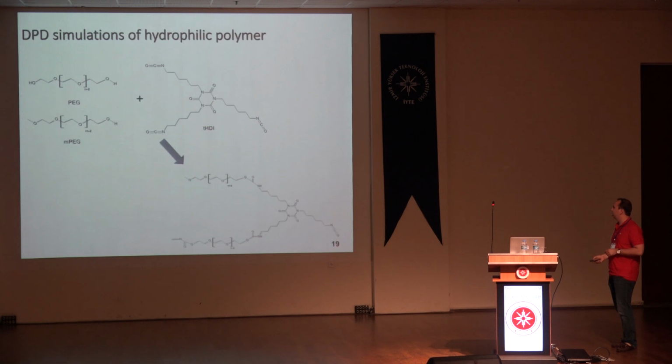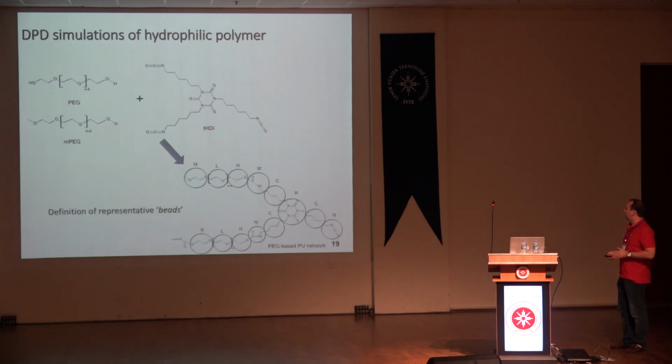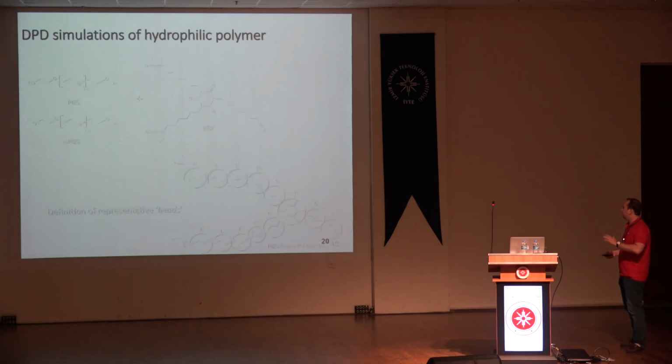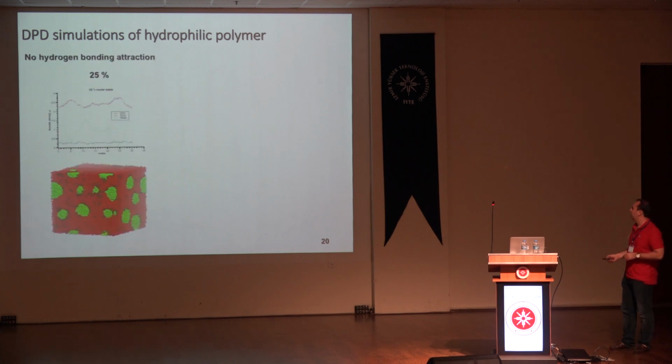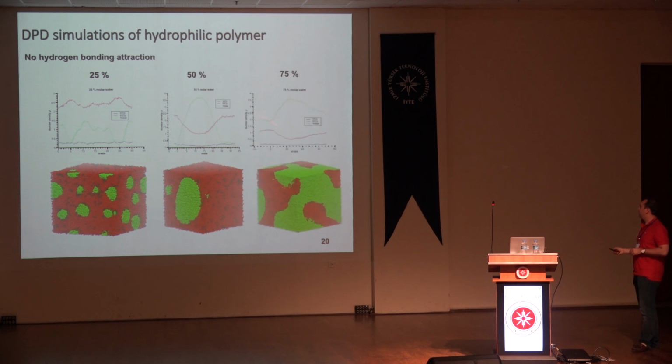I just briefly want to show you a couple of results on the application of this type of parameterization for hydrogels. We have different water contents in the total mixture, and the green is water. In this case, we just switched off the hydrogen bond interaction, and you see that in a hydrophilic polymer, you wouldn't expect a phase separation of water.